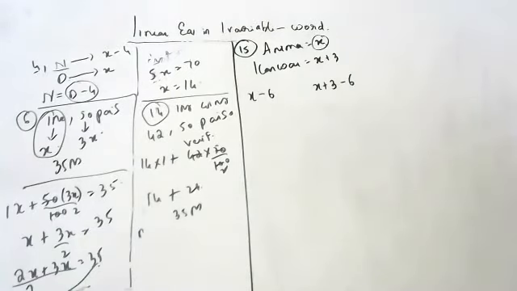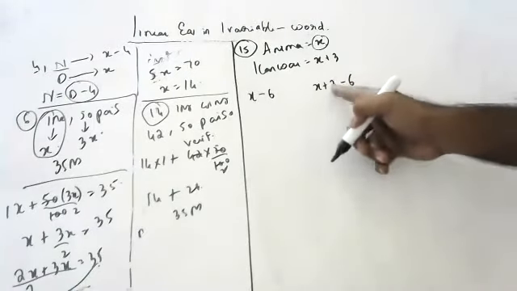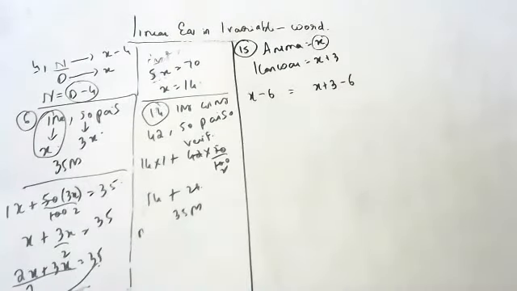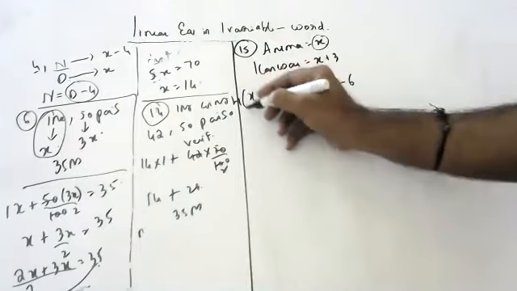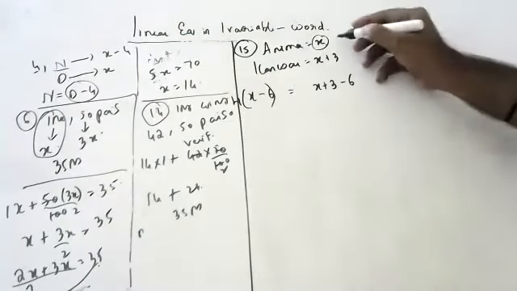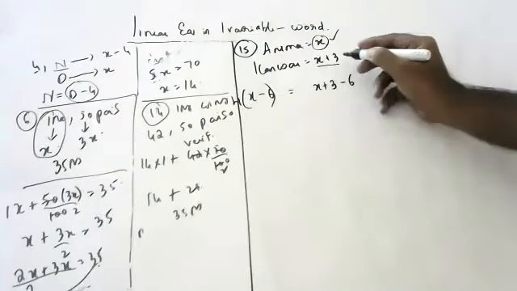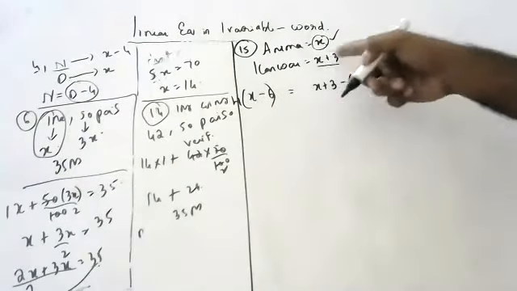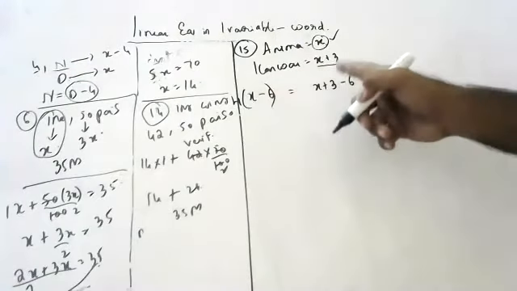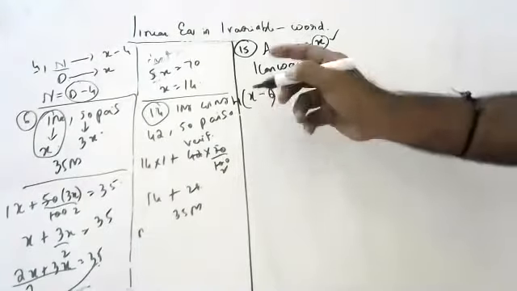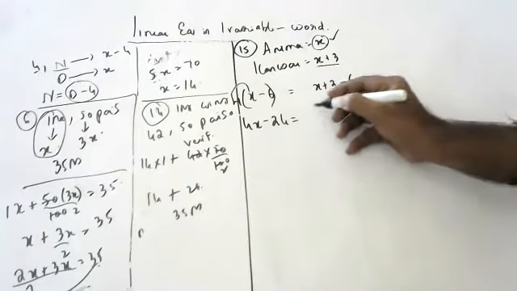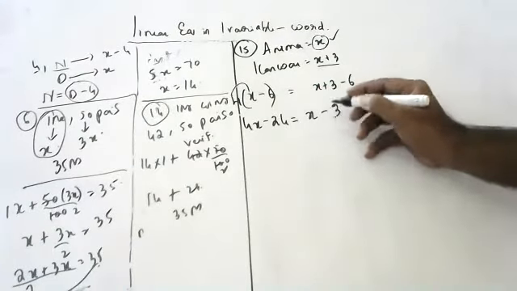6 years ago, Kanwar's age was 4 times Anima's age. Those who need to understand, again I'm telling, children: Anima's age is x, Kanwar's age is x plus 3. 6 years ago means x minus 6, and x plus 3 minus 6. Kanwar's age was 4 times Anima's age. Now tell me the simplification. Sir, 4x minus 24 is equal to x minus 3.